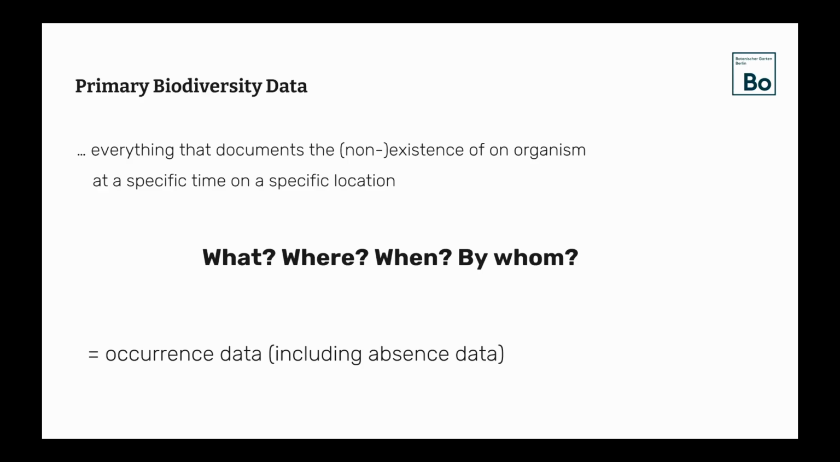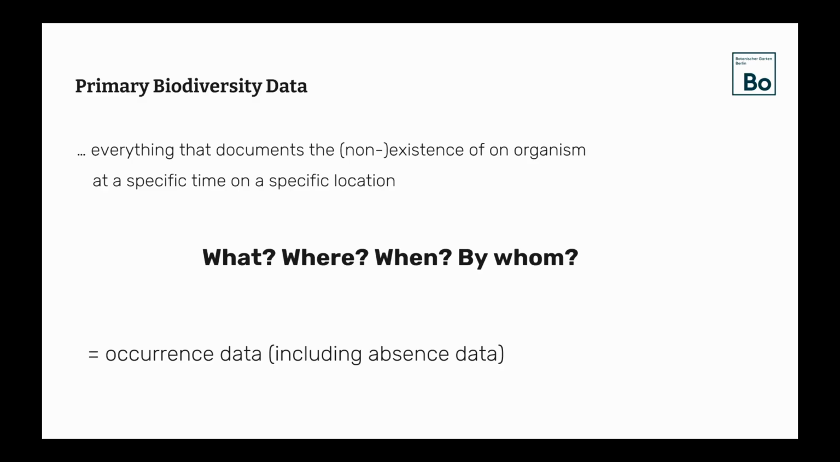In short, primary biodiversity data consists of 4 areas of information. What is documented, where was it documented, when, and by whom. So either when it's a specimen, who collected it, or an observation, who observed the organism. And as a short term, we call that occurrence data, and that includes absence data. So if we look on GBIF, we'll find most of the data is occurrence data documenting the occurrence of something, but there will also be absence data, but that's included in the term occurrence records.